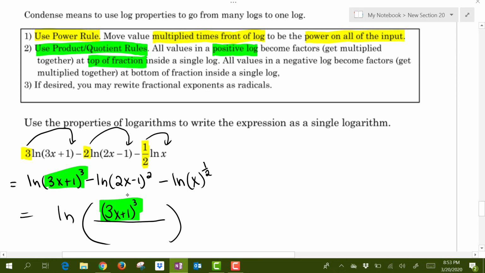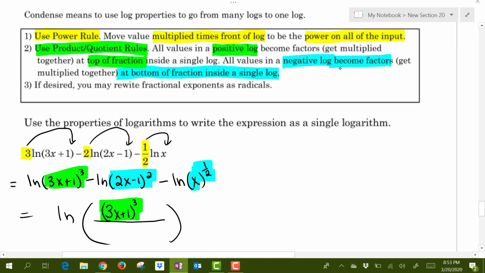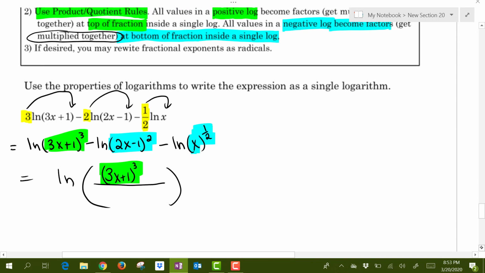Anything that's inside of a negative log, so we have two negative logs here, anything that's inside of a negative log is going to go at the bottom of the fraction inside of that single log. And everything, and I'm going to circle this here, they get multiplied together. So if you have two things inside of a positive log, or two things inside of a negative log, or three things, all of the pieces that go at the bottom of the fraction are going to get multiplied together.